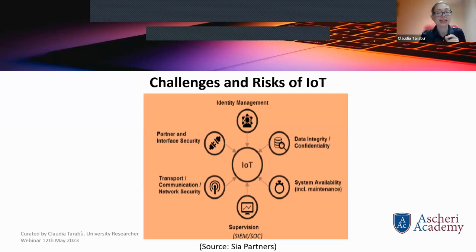Other two instances to be respected regard the partner and interface security and the transport communication in the network security.